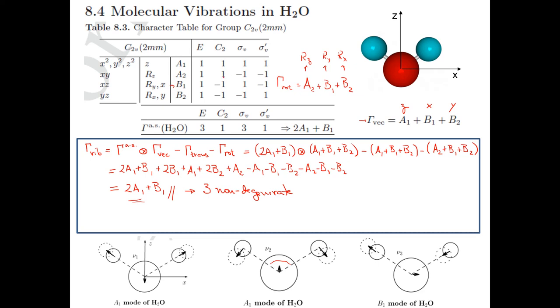for the C2 operation is minus 1. That means that when you rotate along the z-axis by pi, this mode has to change sign, all right? And this is precisely what happens for this mode. If you remember, this is the z-axis, and you rotate by 180 degrees, and you see that all the vectors here get a minus sign, okay? They point in the opposite direction. So that's one way to anticipate what the B1 mode should look like for the H2O molecule.